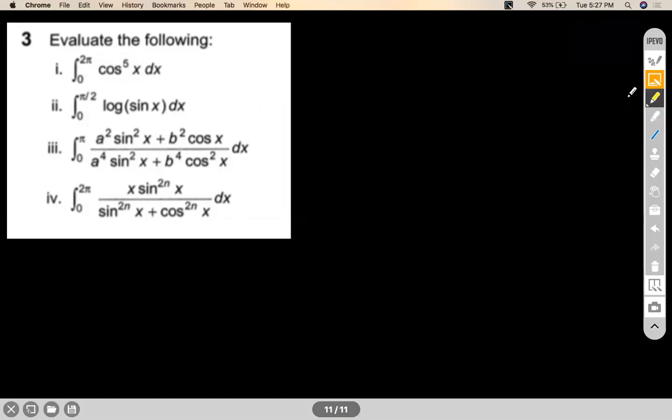I'll give you the answer. You just tell me whether you have got it. Just say yes or no after doing it. The answer is pi by a square plus b square.